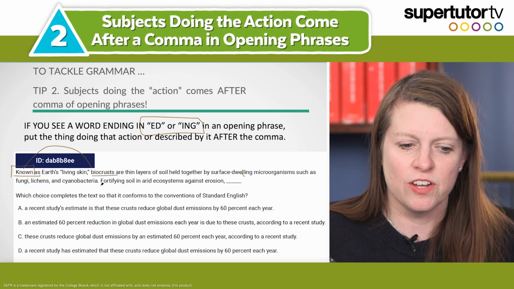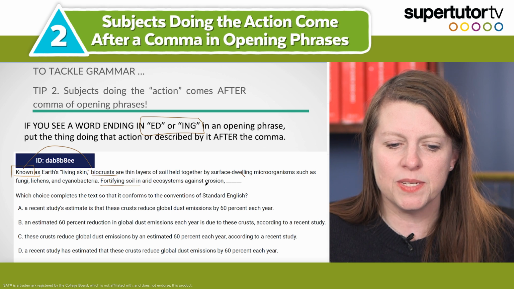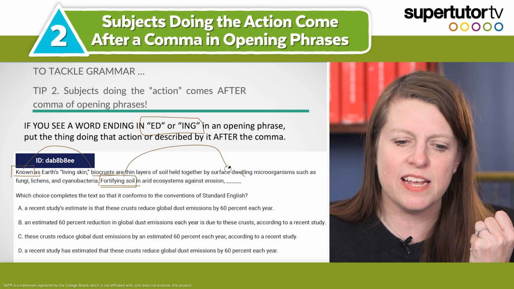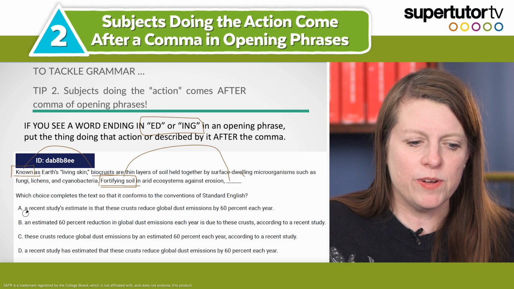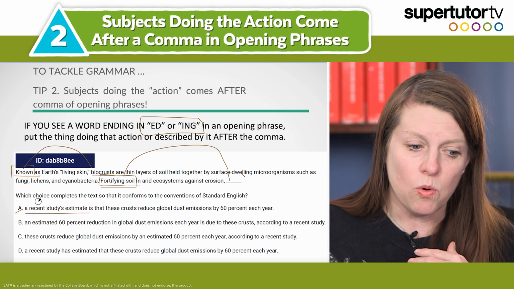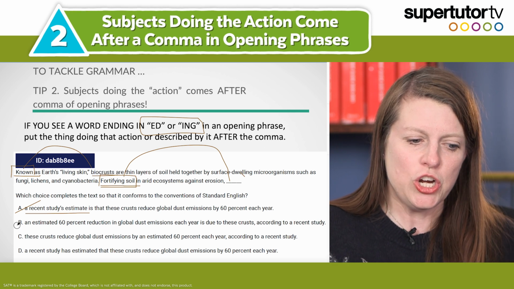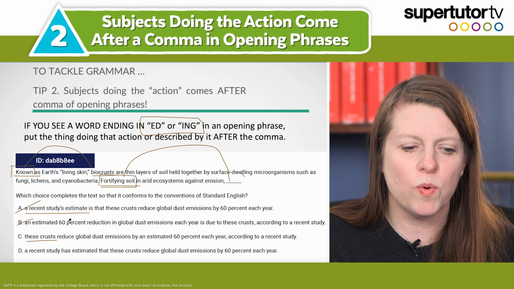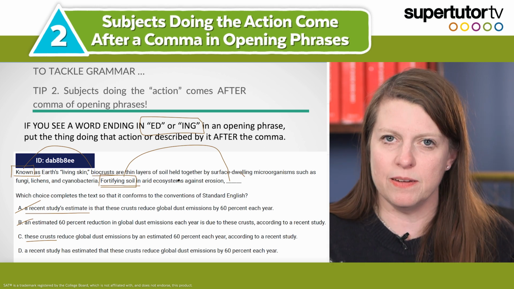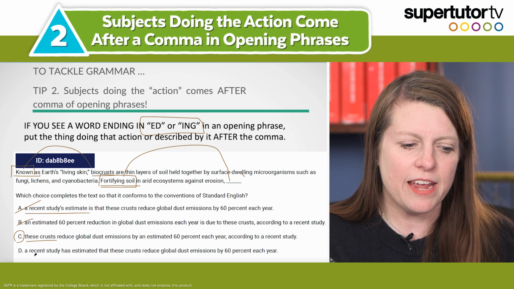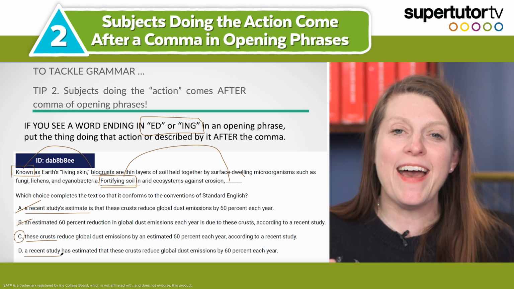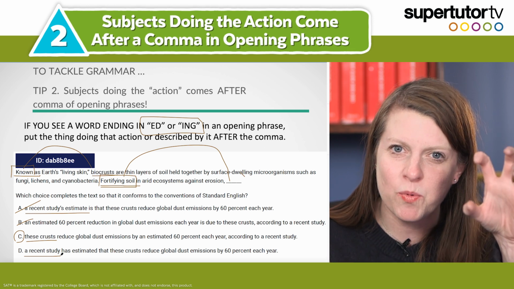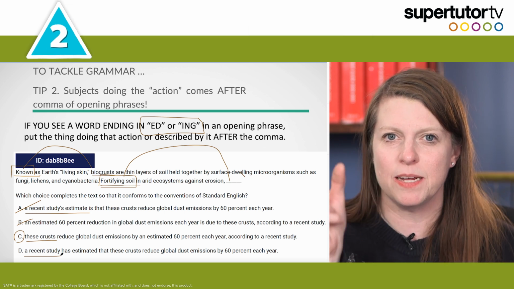Well, we're going to do the same with the next sentence. Fortifying soil and arid ecosystems against erosion, blank. Whoever or whatever is fortifying the soil, that means building up, strengthening that soil. What can do that? Can a recent study's estimate fortify soil? No. An estimated 60% reduction? No. These crusts, yes, the biocrusts, the living skin, these are what is fortifying soil in arid ecosystems, right? So they are correct. A recent study, no. You can see how fast and easy these questions are if you just know this rule. Whoever or whatever is doing that action-y participle word at the beginning, opening phrase, has to come after the comma.